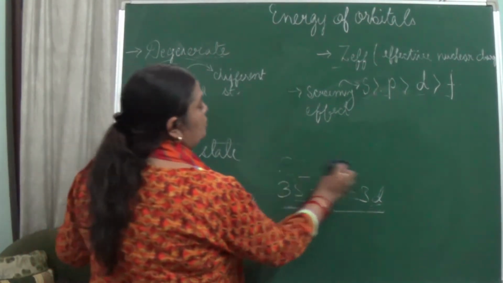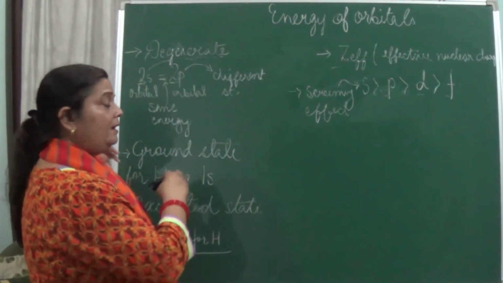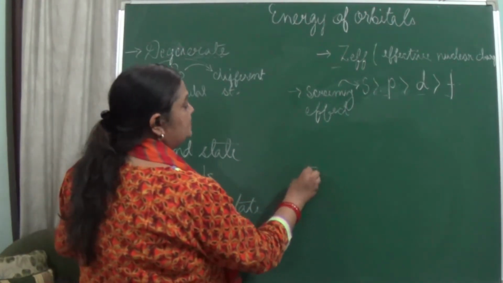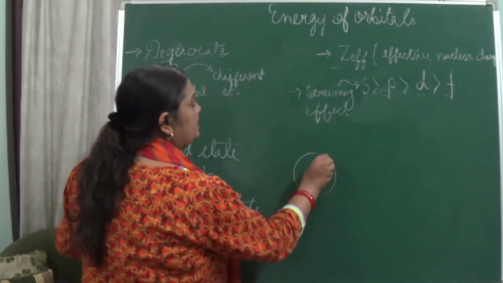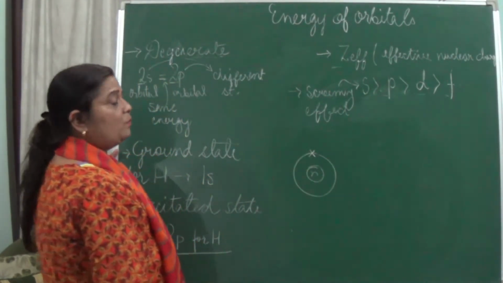Now, next we are studying the ground state. What is the ground state? For the hydrogen atom, this is the nucleus, with only one electron. The ground state is what?